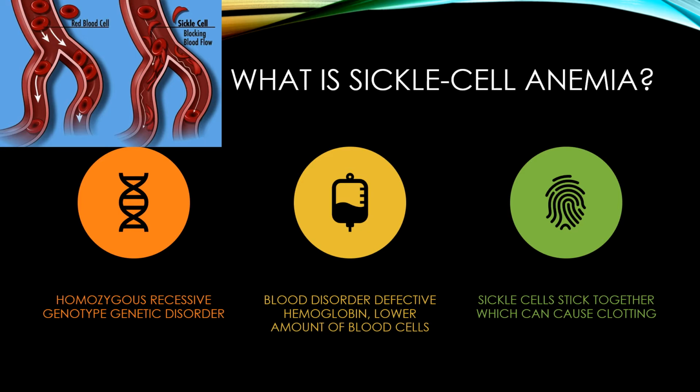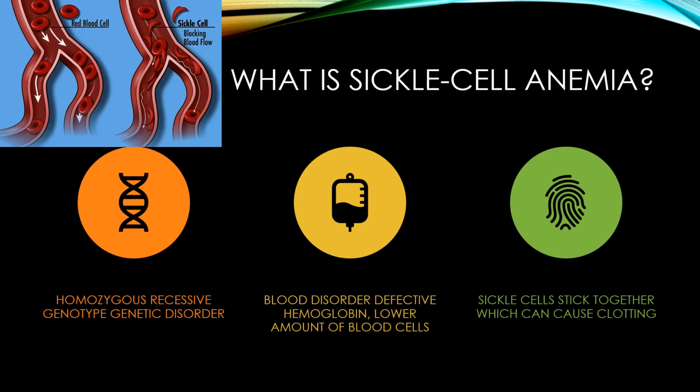But it's homozygous recessive, which means that if both your parents have it, or if both your parents are recessive, you will definitely have it. But if they're just carriers, there's only a 1 in 4 chance that you will get it. So you might prefer that one over the latter.